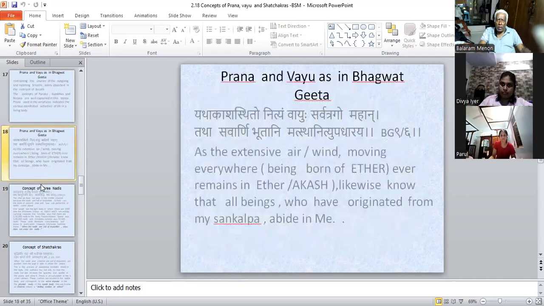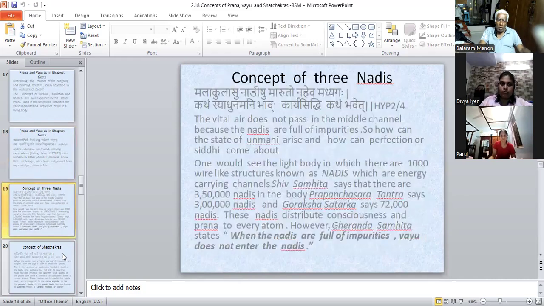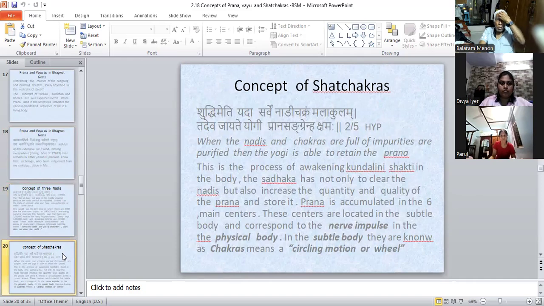2 by 5, 2 by 4, 2 by 1, clear. Here they are talking about the prana, not about pranayama. Hatha Pradipika 2 by 1 is chale vate chalam chittam nishchalam nishchalam bhavet. That is pranayama. Here they are talking about pranavayu.